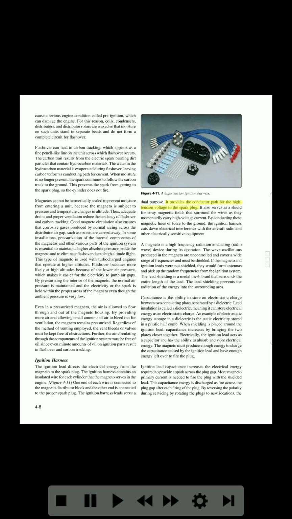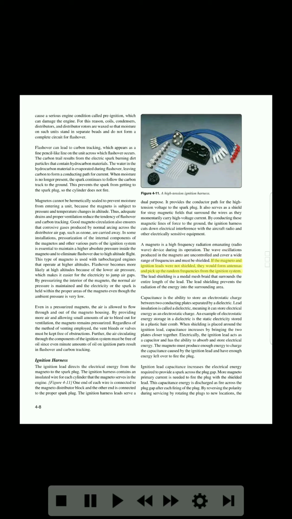The harness serves a dual purpose. It provides the conductor path for the high-tension voltage to the spark plug. It also serves as a shield for stray magnetic fields that surround the wires as they momentarily carry high-voltage current. By conducting these magnetic lines of force to the ground, the ignition harness cuts down electrical interference with the aircraft radio and other electrically sensitive equipment. A magneto is a high-frequency radio wave radiating device during its operation. The wave oscillations produced in the magneto are uncontrolled and cover a wide range of frequencies and must be shielded.